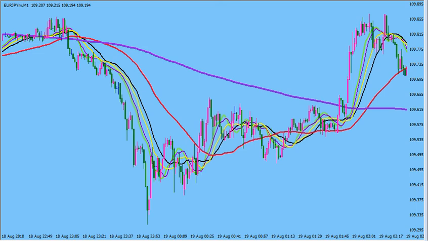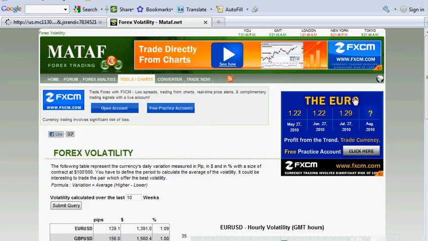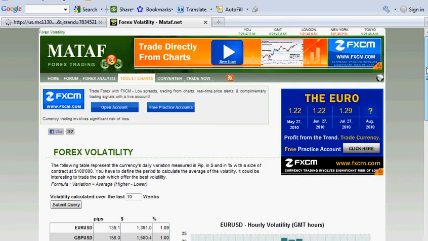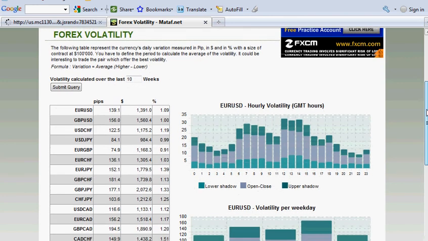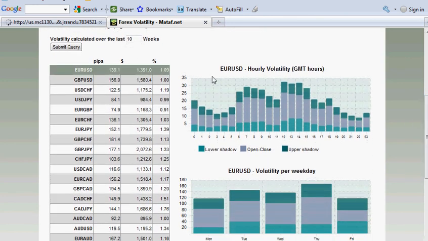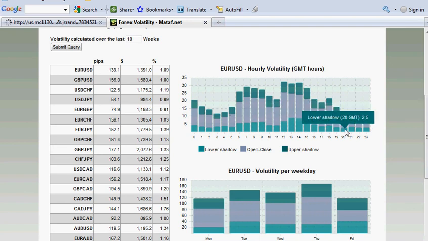Okay, guys, this is the chart. I'm going to move it down a little bit, and you can see that, and I'm just using the Euro USD, but you can pick any one of the currency pairs that you trade. See, it'll show you the hours that it's the most active. It'll show you the volatility on the different days of the week. So you may want to visit this.